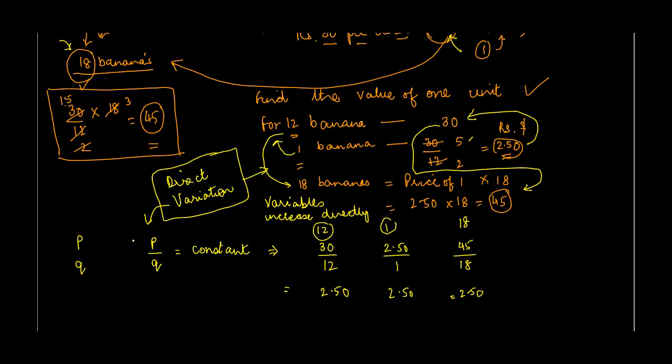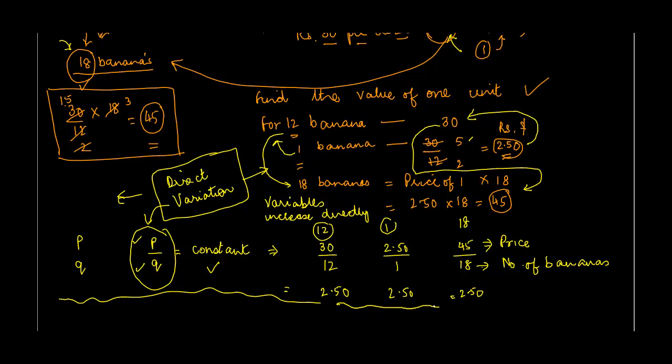So whatever be the value of P, which is the total price in this case, whatever be the value of Q, which is the number of bananas, P upon Q will always remain constant. And it is called that they are in direct variation. We will touch upon indirect variation in a subsequent example, where I will give you the facts and everything to understand what indirect variation is in the unitary method.